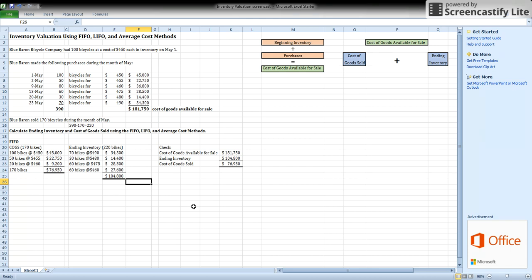Now, in the next screencast, we're going to look at LIFO and the average cost methods.